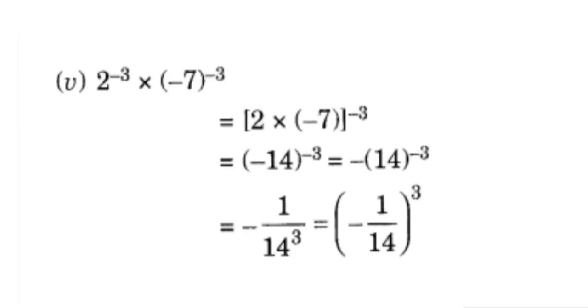Now see number 5. 2 raised to minus 3 into minus 7 raised to minus 3. So here both the powers are same. It is minus 3. So we can write 2 into minus 7 and the whole power is minus 3. So 2 into minus 7 is minus 14 and the power is minus 3. So this we can write minus 1 upon 14 cube, and this we can write minus 1 upon 14 whole power is 3.